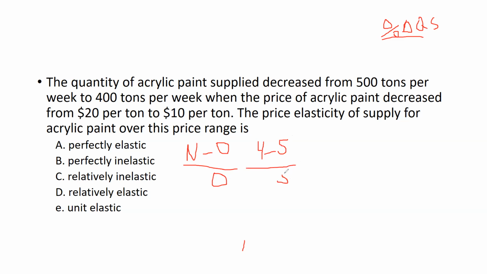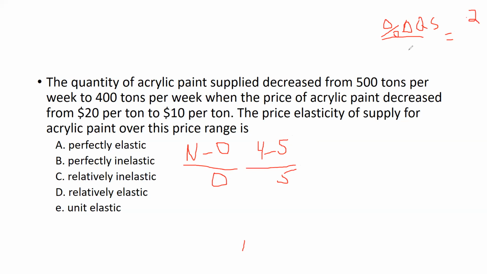Okay. And that's going to give me new minus old over old. That's going to give me negative, but for this one, it's absolute value. So it's going to give me 1/5, right? So 1/5, I'm going to put 0.2 on the top. That's quantity supply.